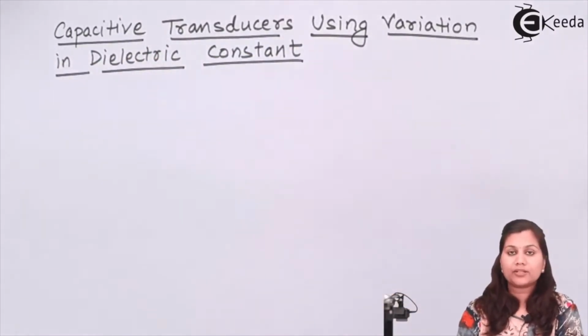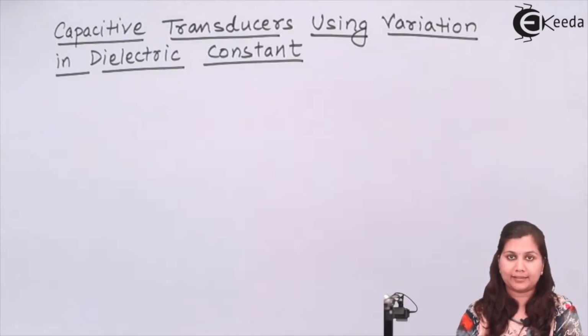So capacitive transducers are those transducers which are used for the measurement of different physical quantities like displacement, pressure, flow, level, torque, and these physical quantities are measured with the help of change in the capacitance.